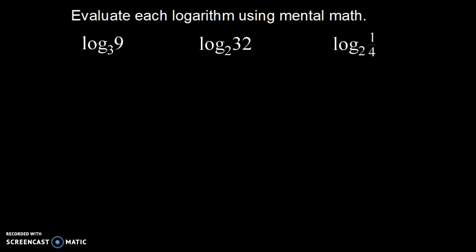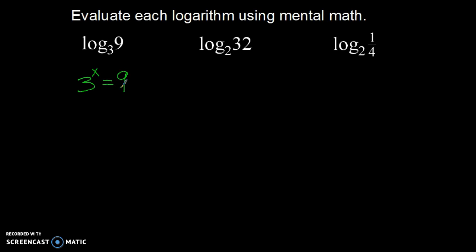Now we know that log base 3 of 9 means our base is 3. Our exponent is the piece we don't know. That's the piece that is over on the other side of this part of the equation. So log base 3 of 9 is asking us, 3 raised to what power gives us 9? So 3 to the x gives us 9. We don't know the x yet.